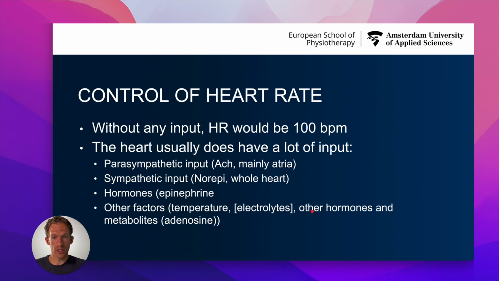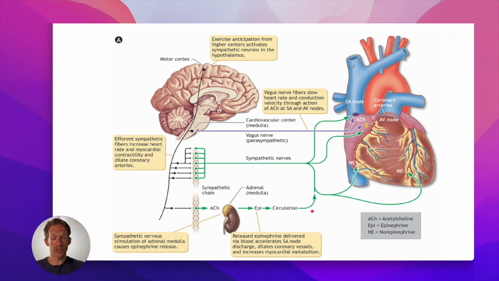Well, the heart, as mentioned before, has a natural rhythm of 100 beats per minute. So without any input, it would beat at that frequency. But normally we have a lot of input. We have parasympathetic input, sympathetic input, we have hormones, we have other influences. So it is a complex system of regulation that will push up or down the heart rate. In this picture, you can see all these different factors visualized.